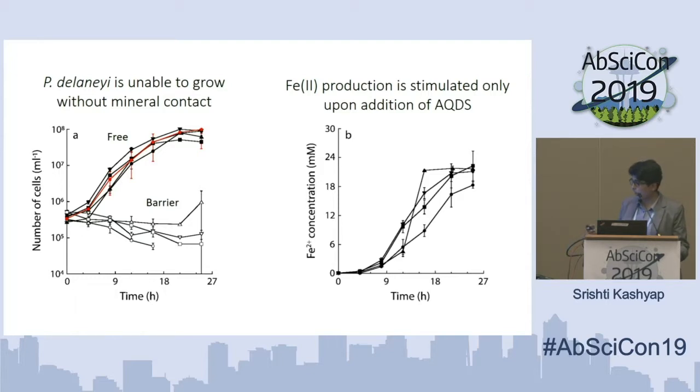Now, when we look at the Fe2+ production over time for these experiments, particularly for the experiments where free suspensions of ferrihydrite were made available with the addition of a shuttle, chelator, or cell-free spent supernatant, only Fe2+ production was stimulated upon addition of the shuttle AQDS.